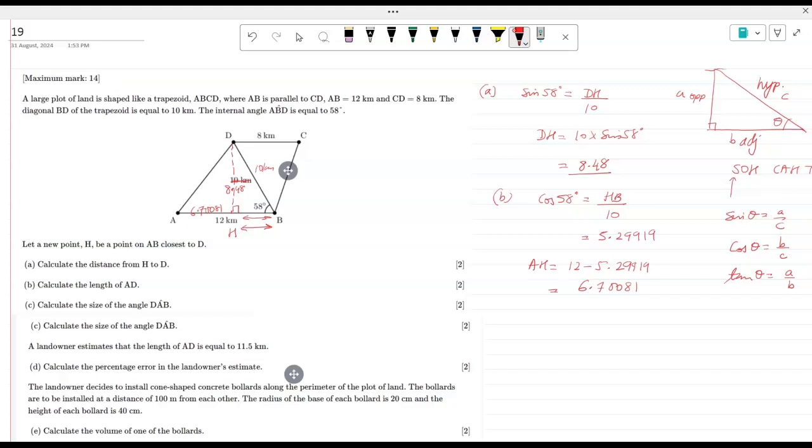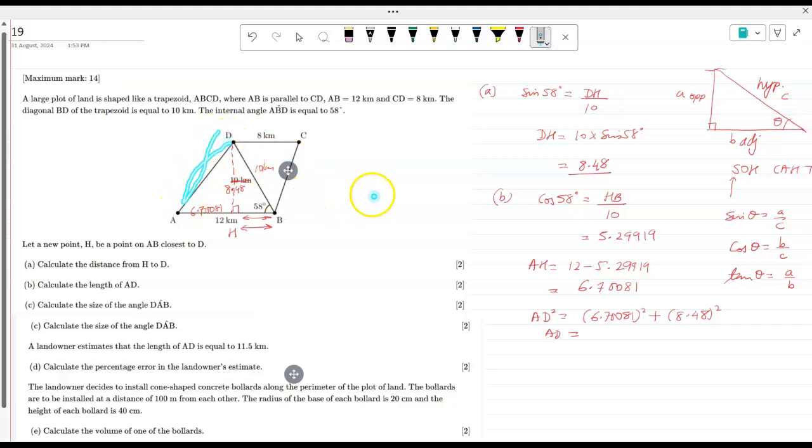So AD square is equal to 6.70081 square plus 8.48 square. Take more significant figures, that will give you AD. Why are you doing distance formula? Pythagoras theorem, no? Hypotenuse square is equal to base square plus height square. So AD is 10.80.